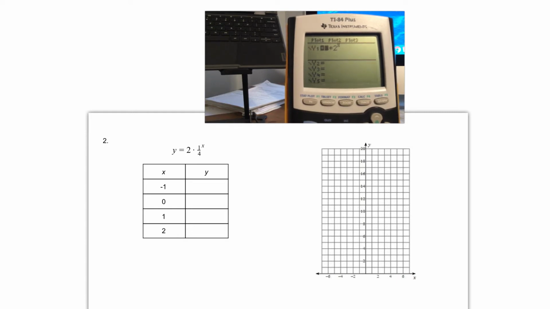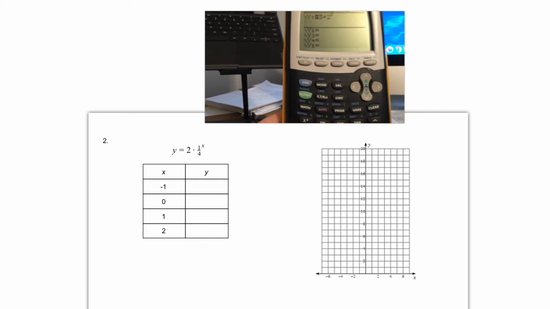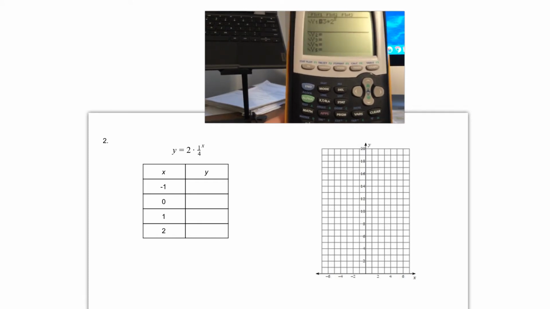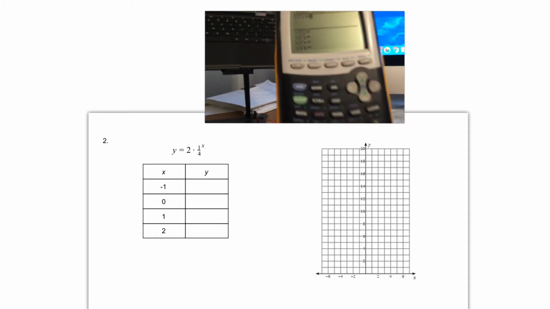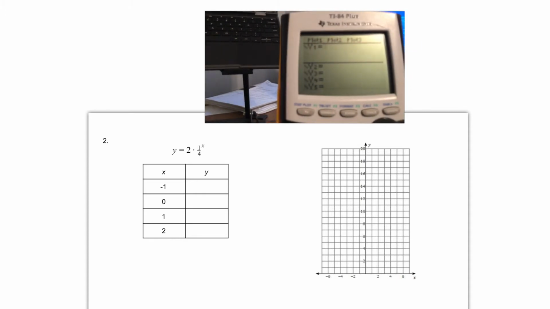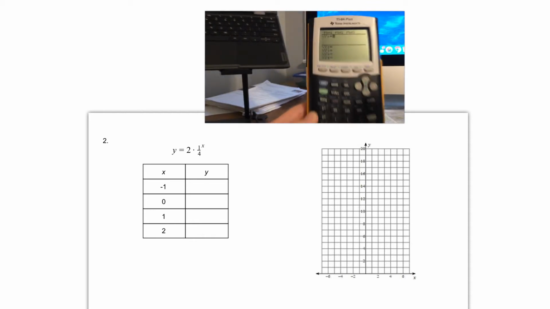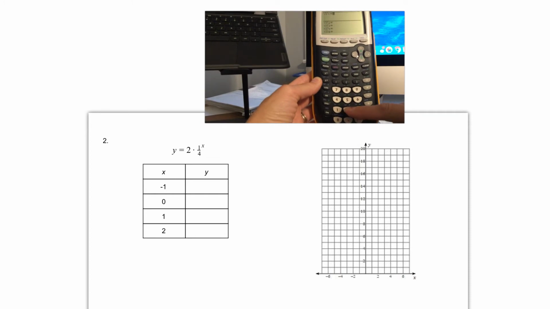Notice I still have my function from number 1 in there. So I'm going to clear that out. If you look underneath the arrow keys on the right-hand side, you should see a clear button. I'm just going to hit that clear button, and it's going to erase the original function from question number 1. And now I'm going to plug in question number 2. Question number 2 starts with a 2, so I want to plug in the 2, which is right here.